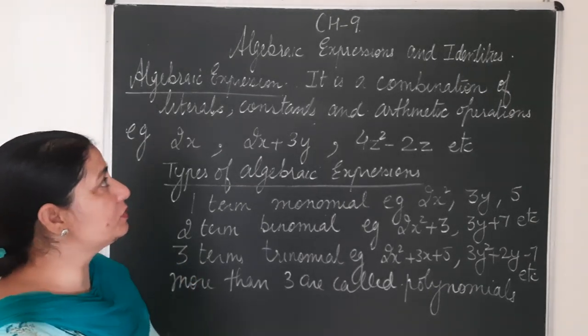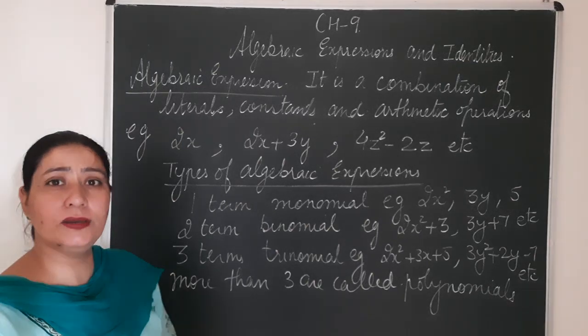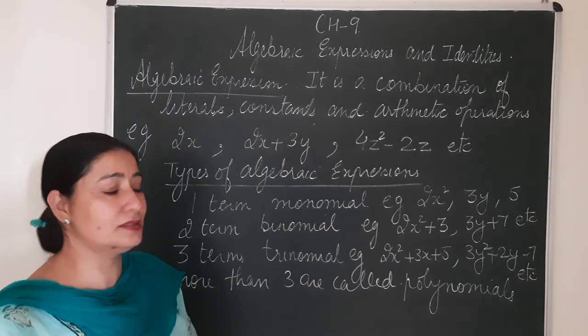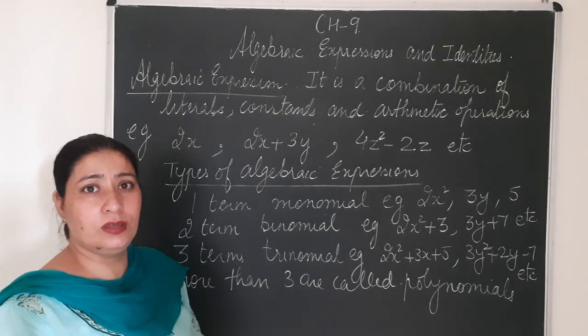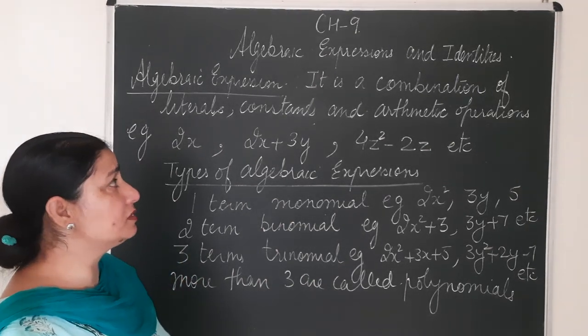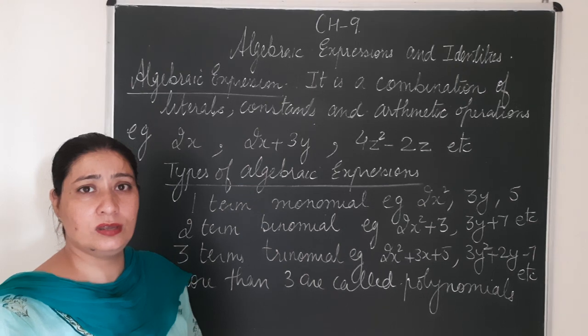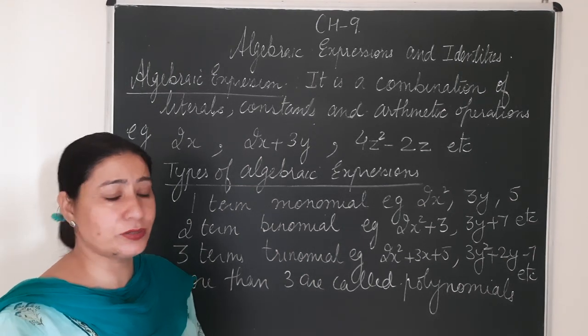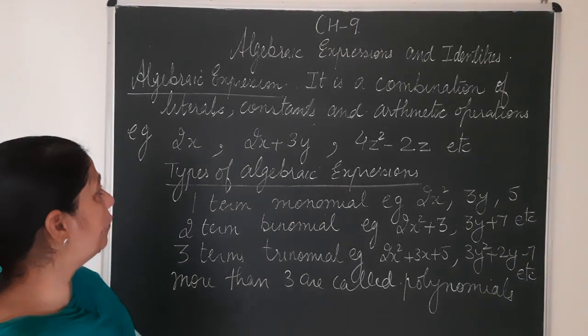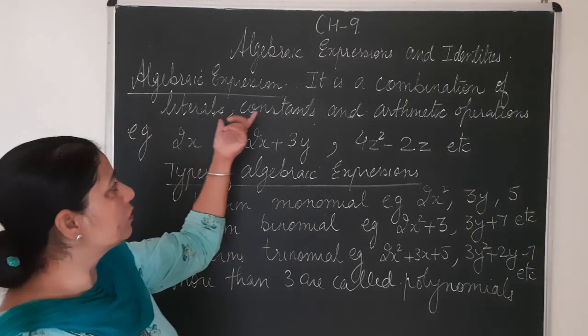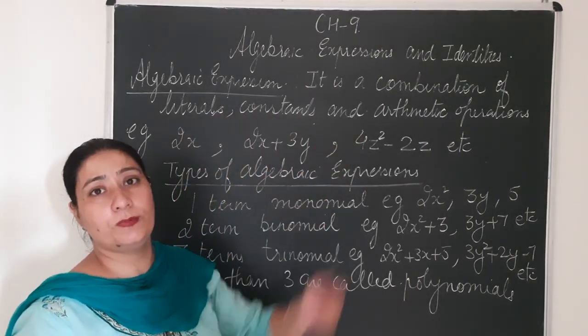Today we are going to start with chapter number 9, algebraic expressions and identities. First of all, we should understand the meaning of the chapter. The first part of the chapter is algebraic expressions. Now what is an algebraic expression? Beta, an algebraic expression is a combination of literals, constants and arithmetic operations.